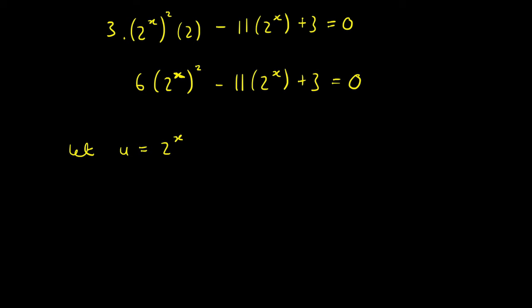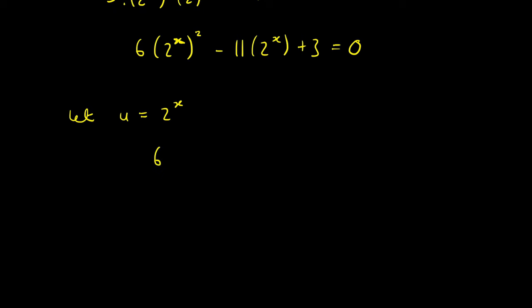And if I do that, then this quadratic will become 6u squared minus 11u plus 3 is equal to 0, right? In other words, I just replace the 2 to the x with a u here and here. Now, okay, I think I can probably factorize this. So my guess is that will be a 3u and a 2u. Of course, it could be a 6u and a 1u, but my instinct says it's not.